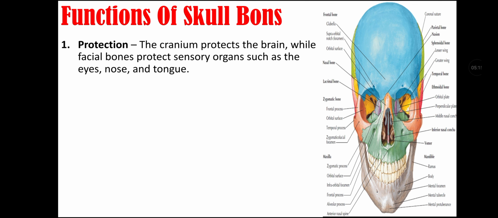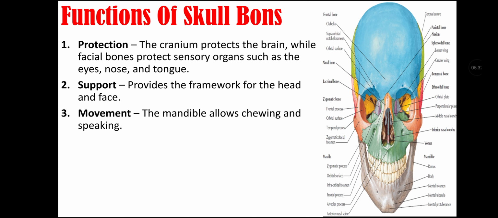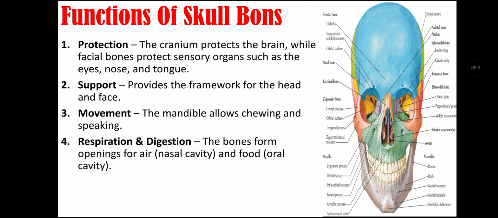Functions of skull bones include: the first function is protection, as the cranium protects the brain, while facial bones protect sensory organs such as eyes, nose, and tongue. The second function of skull bones is support, as it provides the framework for the head and face. The third function of skull bones is movement, as the mandible allows chewing and speaking.